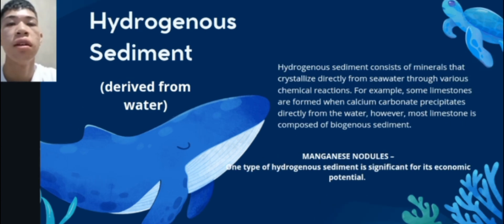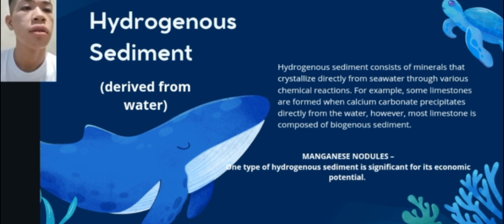So the last one is hydrogenous sediments, derived from water. Hydrogenous sediments consist of minerals that crystallize directly from seawater through various chemical reactions. For example, some limestones are formed when calcium carbonate precipitates directly from the water. However, most limestone is composed of biogenous sediments. So hydrogenous sediments are formed from the water, like some limestones.